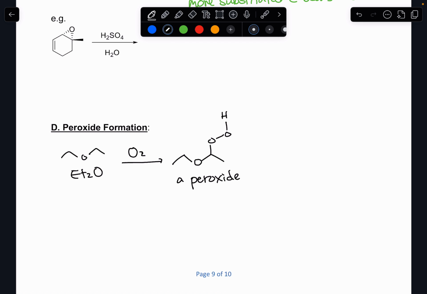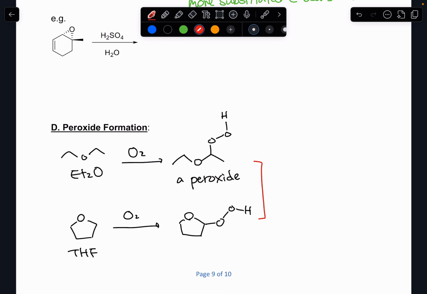Okay. Another thing often happens even more readily with THF, the same reaction. The alpha carbon, or the carbon bearing the ether, often gets a peroxide like that through air exposure, and both of these are very explosive. So what does that tell you? You should not leave an ether bottle open to the air. You're just waiting for an explosion.